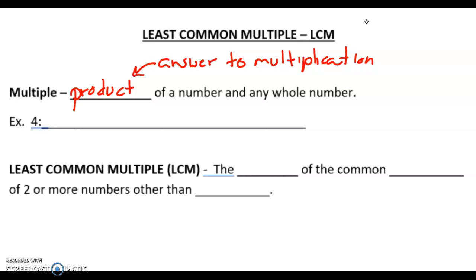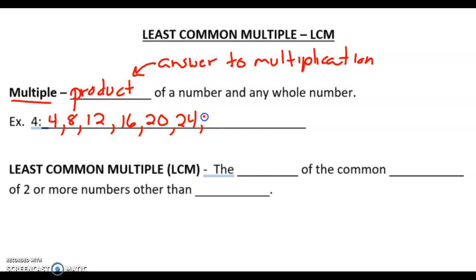So let's look at the multiples of 4. Well, that means I'm going to be multiplying 4 by all the whole numbers. So let's start at 1. 4 times 1 is 4. 4 times 2 is 8. 4 times 3 is 12. 4 times 4 is 16. 4 times 5 is 20.